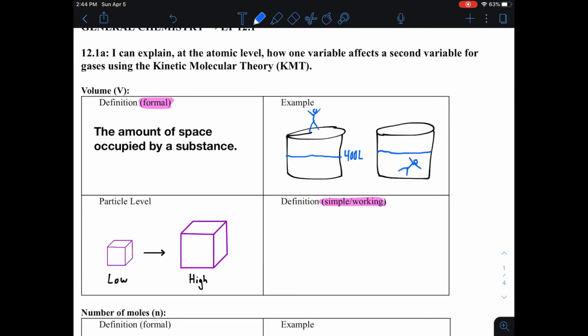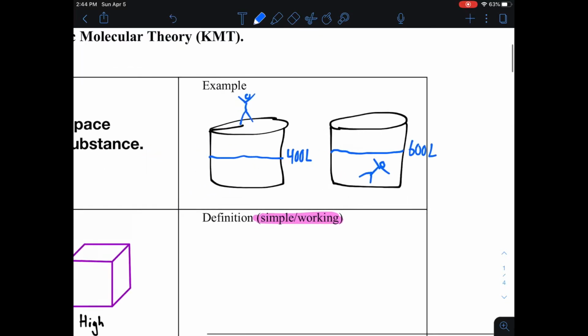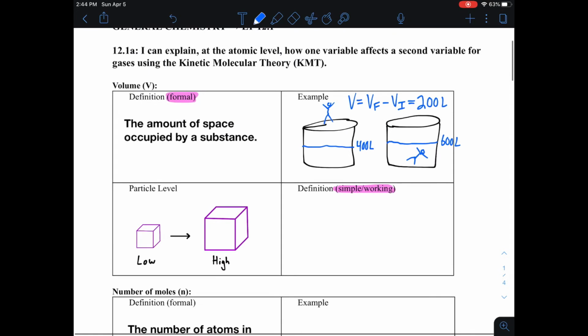Once this person jumps into the dunk tank, the water level goes up, and that's because their body takes up space. So now the water level in the dunk tank is 600 liters. We could determine the volume of this person by taking the final volume minus the initial volume. This is determining volume through water displacement, and they have a volume of 200 liters. We're talking about the same type of volume when we're talking about gases, but unfortunately we can't see gas particles like we can see people.